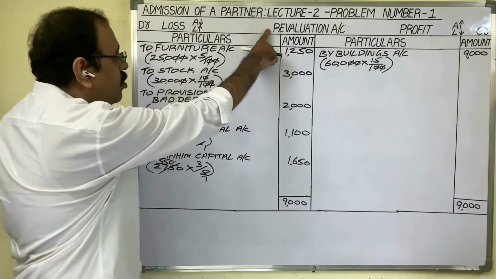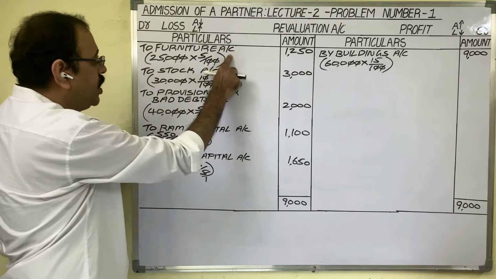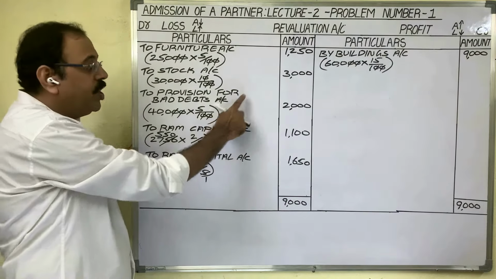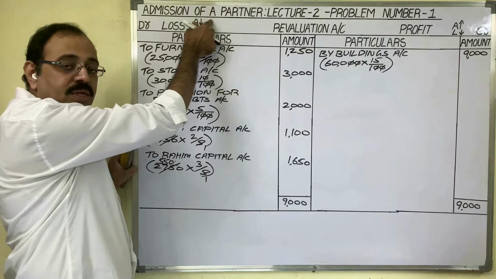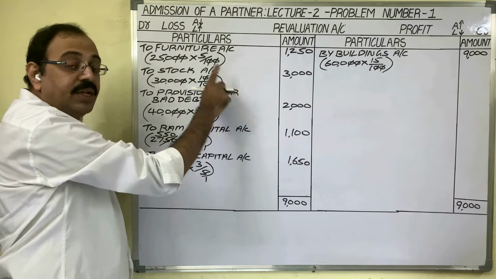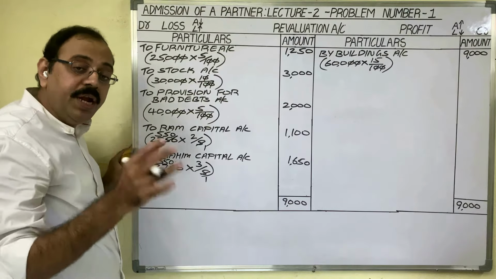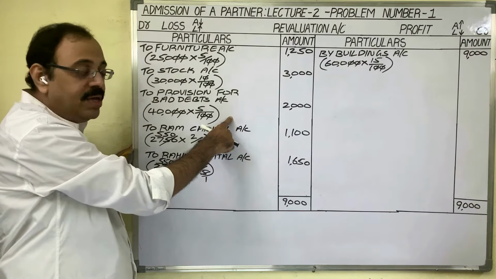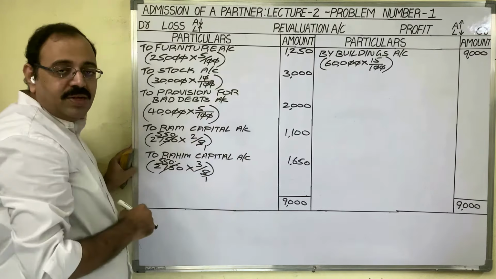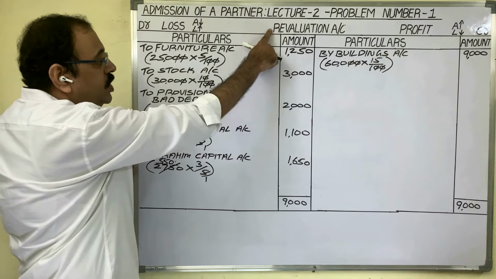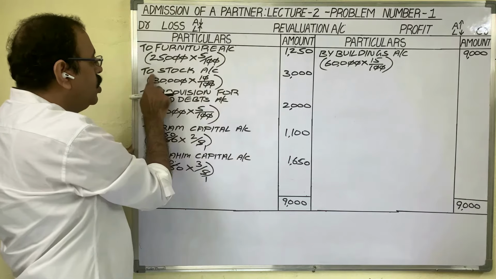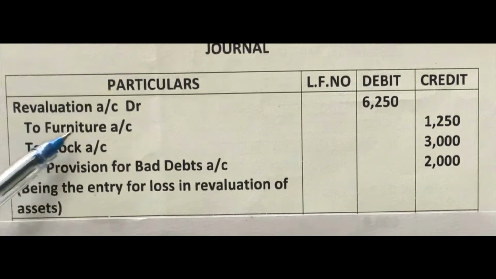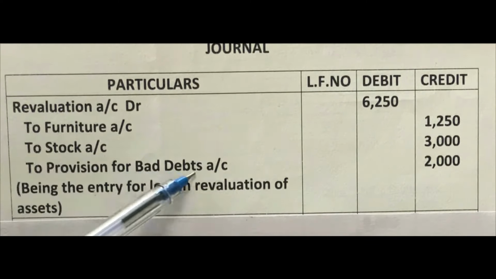In revaluation account, debit side we wrote furniture account, stock account, provision for bad debt account. So we wrote this for asset value decrease. If you want to post like this in journal entry, revaluation account should be debited, because in revaluation account debit side we wrote these 3 amounts. And these 3 accounts are to be credited. So what is the journal entry? Revaluation account debtor to furniture account, to stock account, to provision for bad debts account.